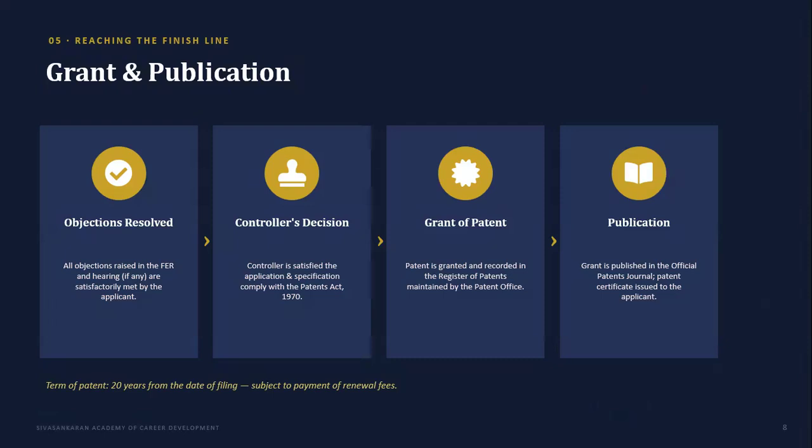We now arrive at the final stage, grant and publication. Before grant, objections raised during the examination and, where applicable, during the hearing must be satisfactorily addressed. Once the controller is satisfied that the application and specification comply with the requirements of the Patents Act, the patent may proceed to grant.